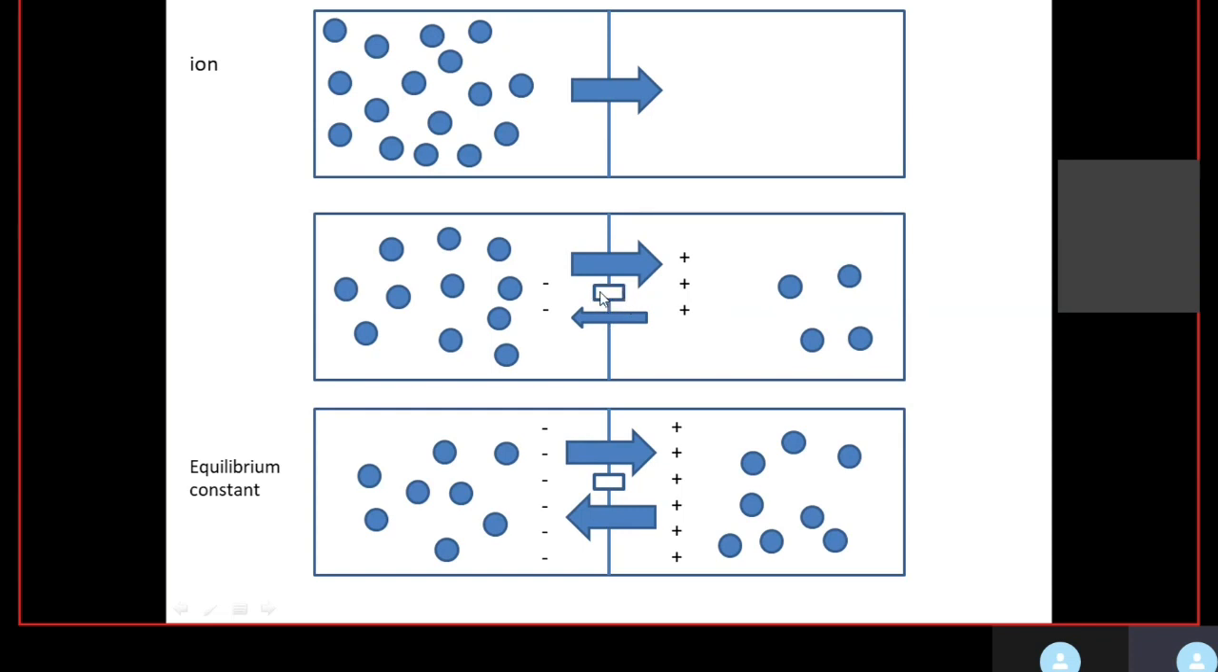We put a channel in the membrane. So this channel now, right? This channel is an ion channel. It's going to allow these ions, which are positively charged ions, to go from compartment A to compartment B.